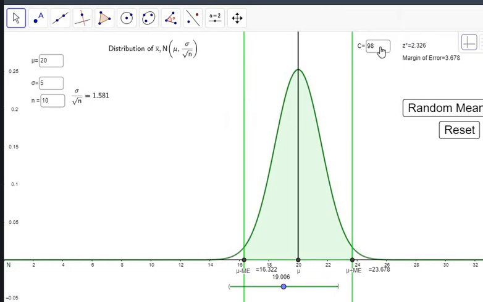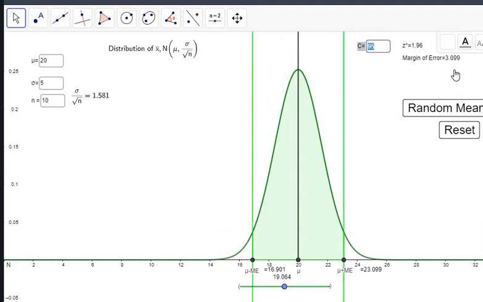Sorry, let me resize there a little bit. You have to give it the confidence level for the confidence intervals you're going to compute. I have it at 90% right now. Let's change it to 95%. It'll compute the z star and the margin of error that you would need for that.